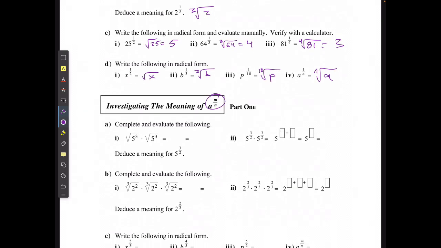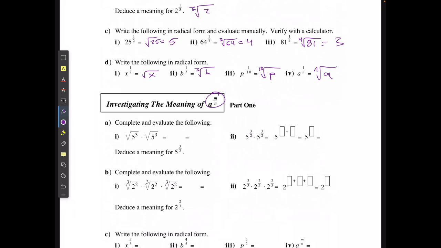Now, if I have a more complex ratio where I have a numerator that is not 1, then if I took the square root of 5 to the power of 3 times the square root of 5 to the power of 3, that's the same as the square root of 5 to the power of 6. If I did 5 to the power of 6, that's 15,625, and the square root of that is 125.